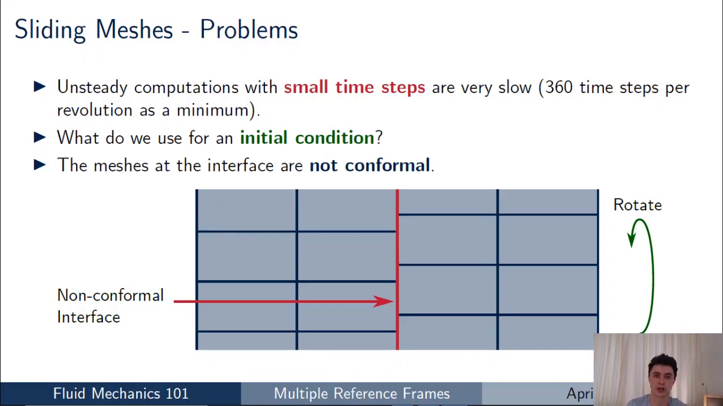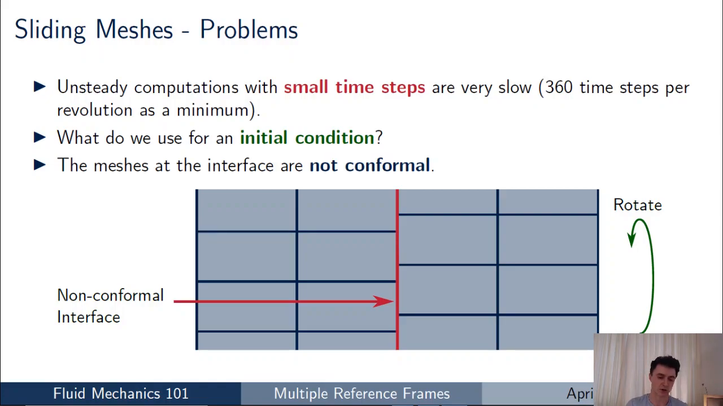So what do we use for an initial guess of the solution field? And what that means in practice is if we don't have a good initial guess, we have to use a lot more rotations of the rotor until we get a fully converged solution.